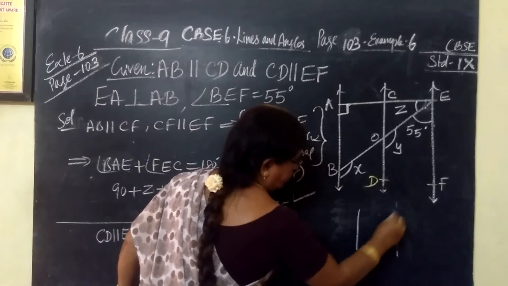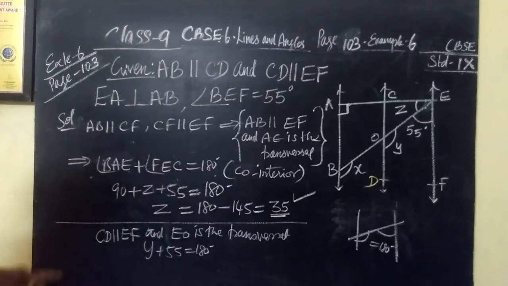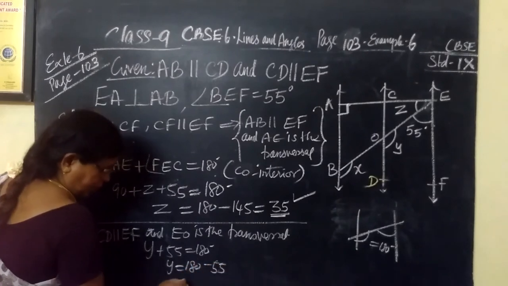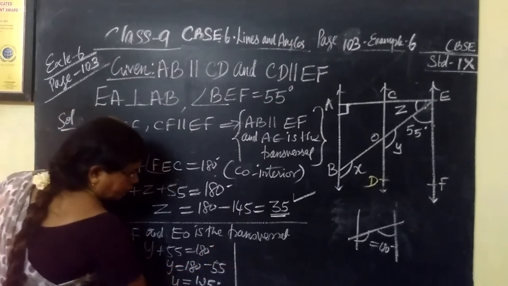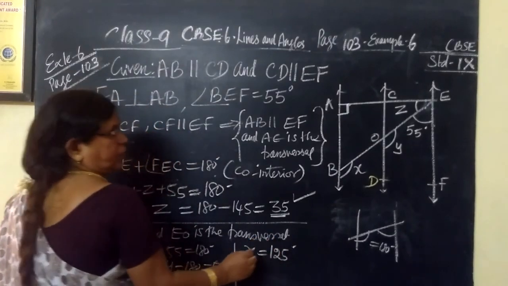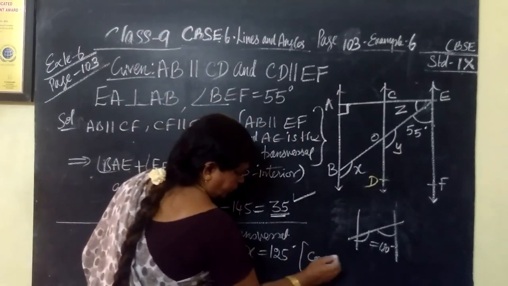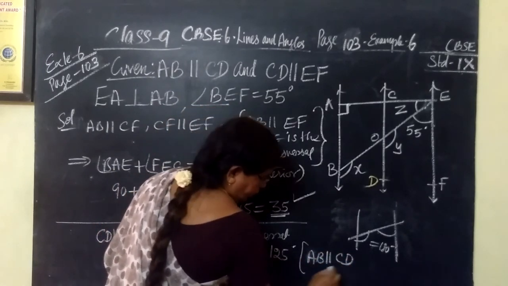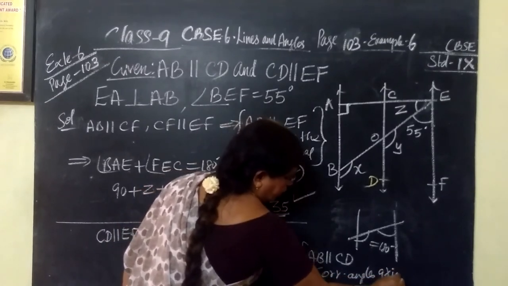They are parallel lines, then co-interior angles are supplementary, 180 degrees. Therefore, Y equals 180 minus 55, so 125 degrees, which implies X also equals 125 degrees because these two angles are corresponding angles. Since AB is parallel to CD, corresponding angles axiom.